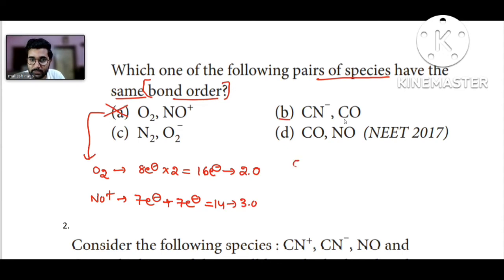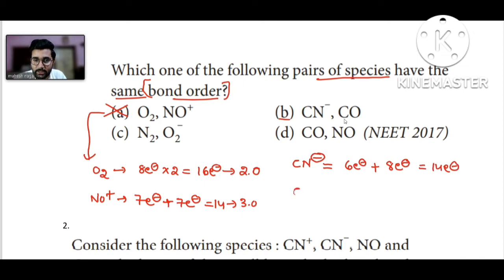Here CN minus. We know that carbon's atomic number is 6, so the number of electrons is 6. The nitrogen atomic number is 7, so the number of electrons is 7. Here the negative charge indicates the addition of another electron, so nitrogen has a total of 8 electrons. 8 plus 6 gives 14 electrons.